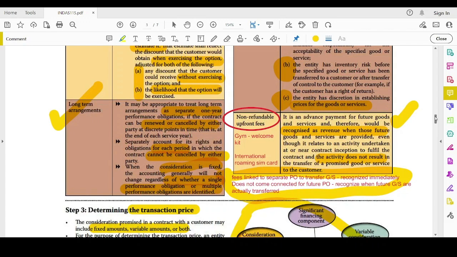If it is such that it cannot be cancelled throughout the 5-year period, then it will be treated as a long-term arrangement. A long-term arrangement in any case would be more than 1 year.